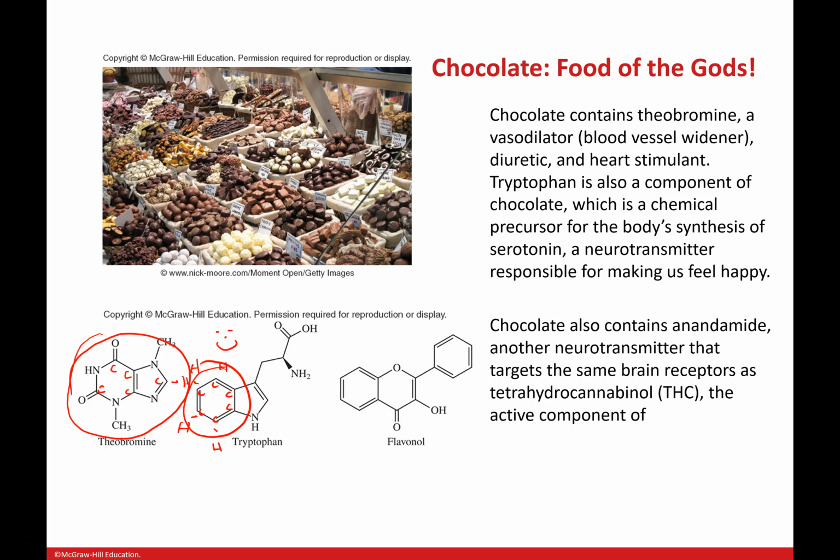Chocolate also has anandamide, which is another neurotransmitter that targets something kind of like marijuana. But I don't know how to spell marijuana. M-A-R-I-J. Mary Jane. It's like cannabis. Oh, cannabis. Yeah, cannabis. THC.